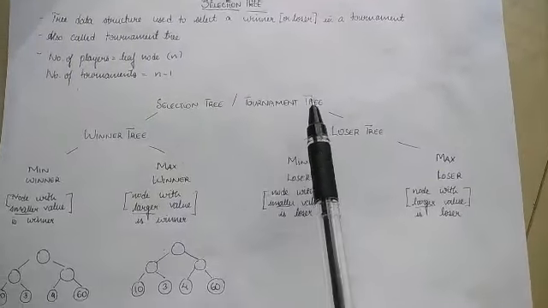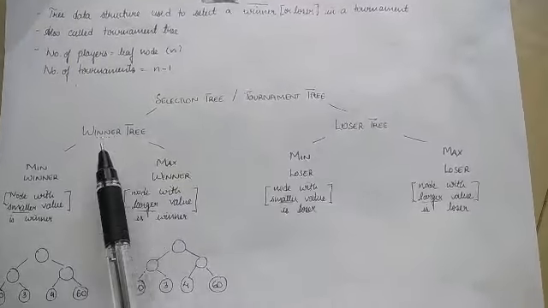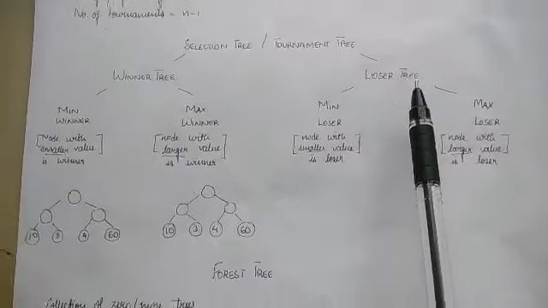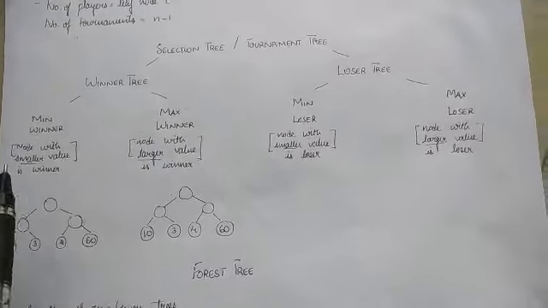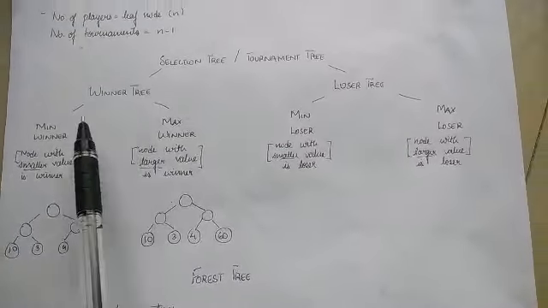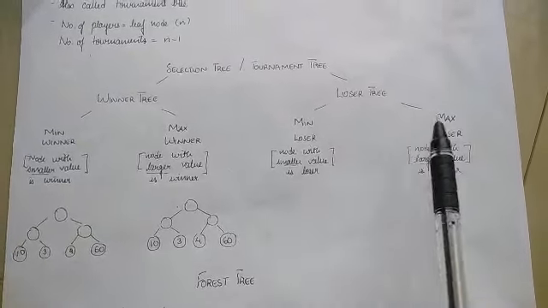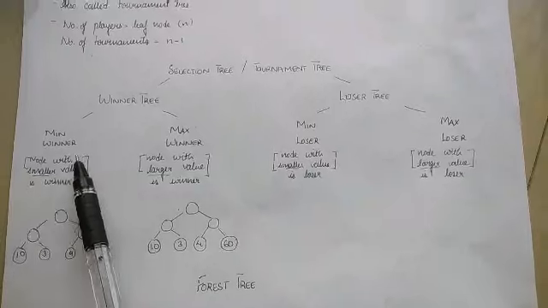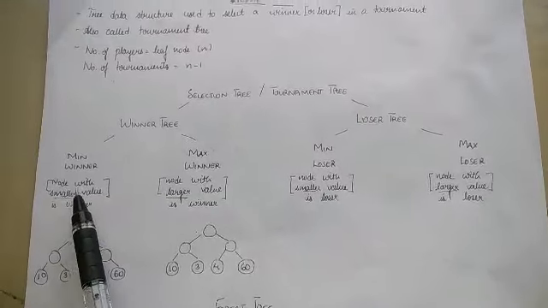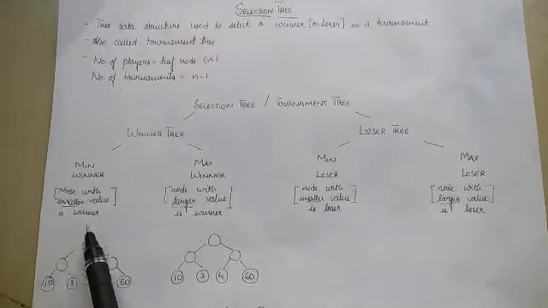Now, selection tree or tournament tree has two types in it. One is the winner tree and the other is the loser tree. Under the winner tree category, we have min winner and max winner. And under the loser tree, we have min loser and max loser. So, min winner: the node with a smaller value is the winner.